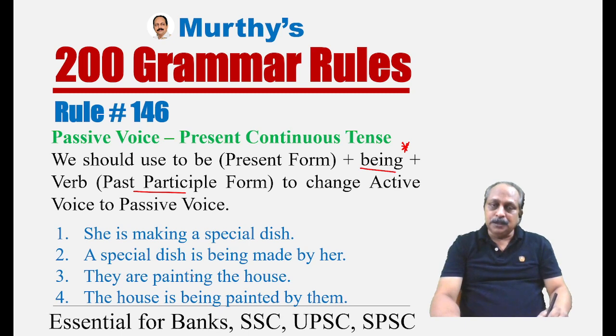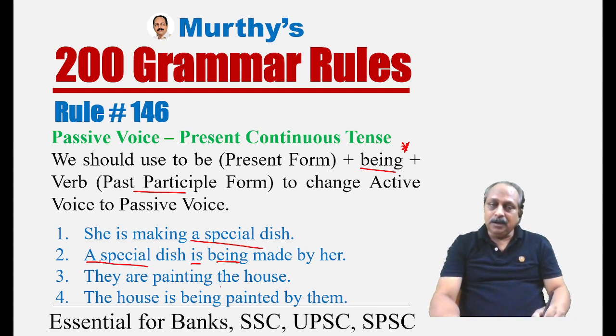She is making a special dish. She is making what? A special dish. This becomes the subject. A special dish is, to be present form because it is a continuous tense, the word being. Make, made, made. Made, verb past participle form, by her. She is making a special dish. A special dish is being made by her.